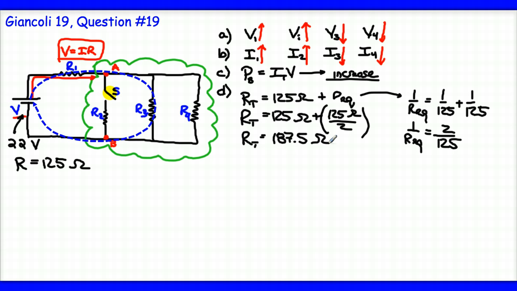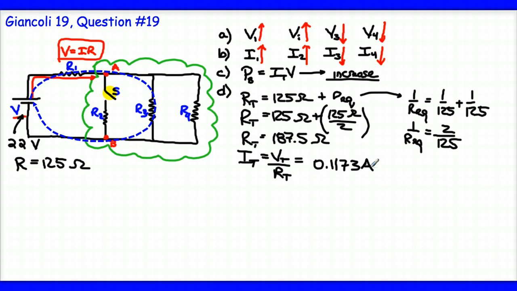I can now figure out the current flowing out of the battery. The current flowing out of the battery is the total voltage, 22 volts, divided by my total resistance that I just found, 187.5. And I'm going to get basically 117.3 milliamps, or 0.1173 amps. So there's the current flowing out of the battery. That also happens to be the current flowing across resistor R1.